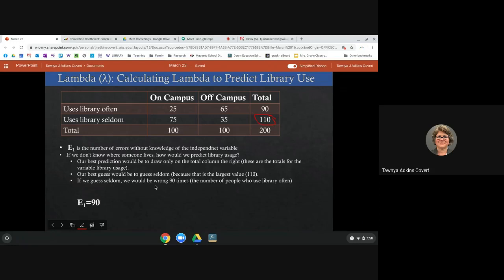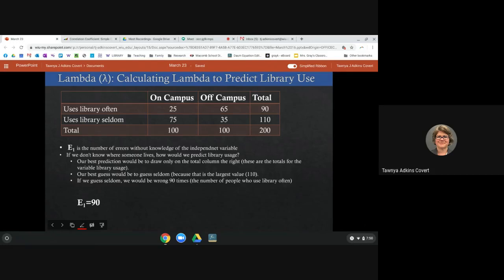If we guessed seldom, we'd be wrong 90 times. But if we guessed often, we would have been wrong 110 times, right? So our E1 is equal to 90. That's the number of errors that we will make. Once we make our best prediction, we report the number of errors that we make. So we're going to make 90 errors if we choose seldom, and that's the smaller number of those two. And that's how you make the decision.